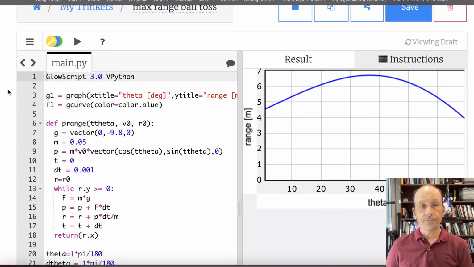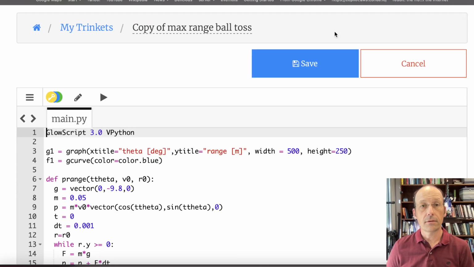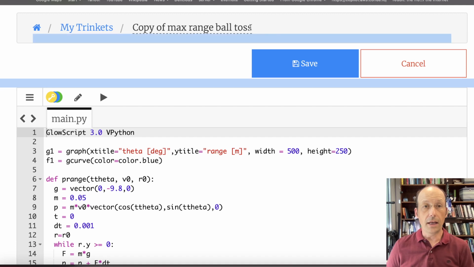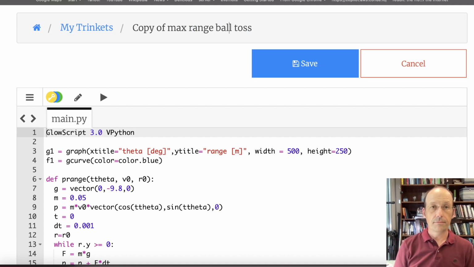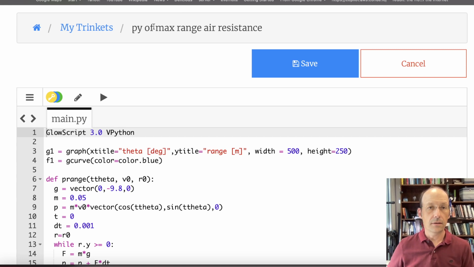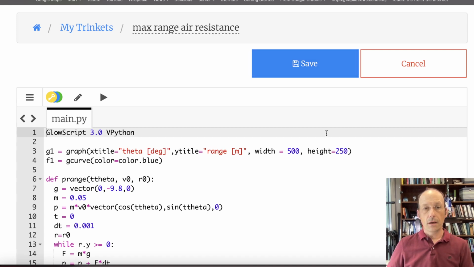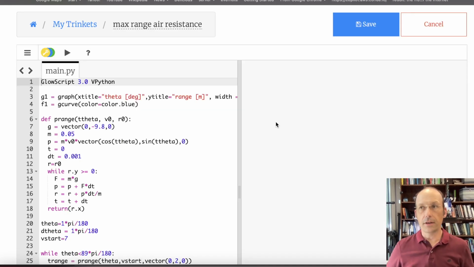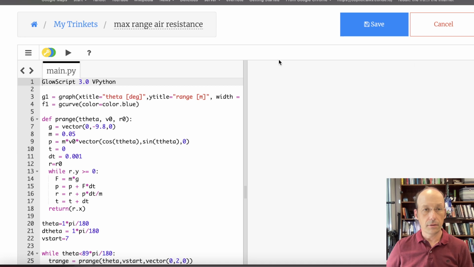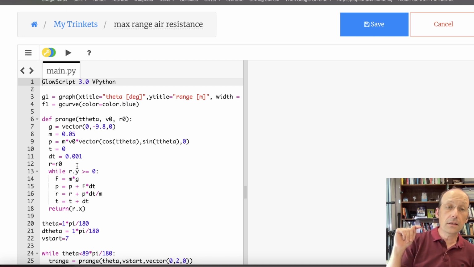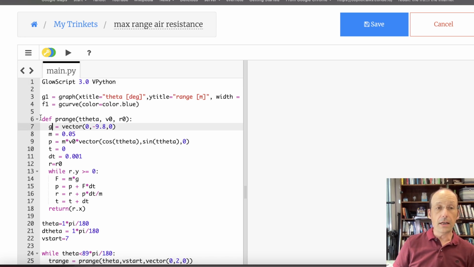So let's copy this and give it a name: ball toss, max range, air resistance. Okay, let's make this a little bit smaller. I like the double window thing. That might be too small, but I don't really have anything else. Okay, so the first thing I want to do is this function, p range.